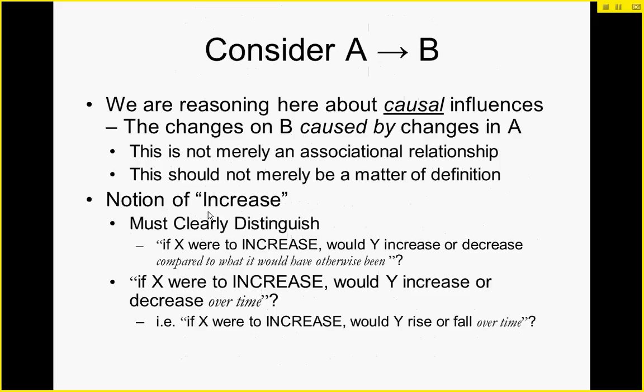It's important to note that we're trying to capture causal influences here. The link between A and B should not just be that they're associated with a higher value of B. It should be: if we change it, how does it change B compared to what it otherwise would have been? If you could actually change it. So it's a causal influence, okay? It shouldn't be merely a matter of definition.